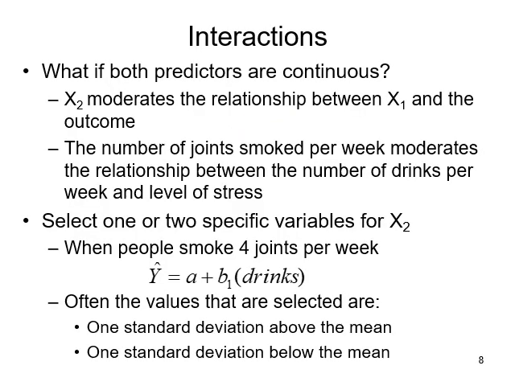Now, if both predictors are continuous, you're going to have to make some choices. So again, our second predictor moderates the relationship between our first predictor and the outcome. So in this case, instead of you smoke or not, we have the number of joints smoked per week versus the number of drinks per week. What we generally want to do here is select one or two specific values for that predictor, that X2. So for example, we might decide, let's take a look at when people smoke 4 joints a week versus when they smoke 8 joints a week, and then look for the relationships between those two.